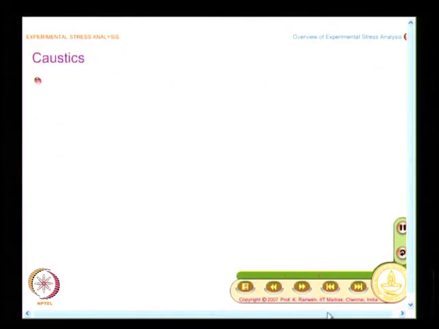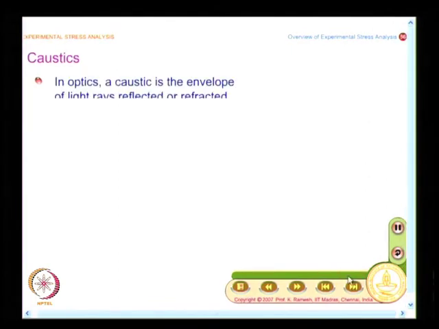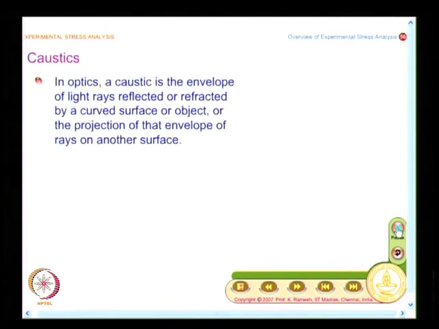So, we have so far seen quite a few techniques, what is a physical principle and what is the essential difference between them. Now, we move on to another interesting optical technique, which is the method of caustics.